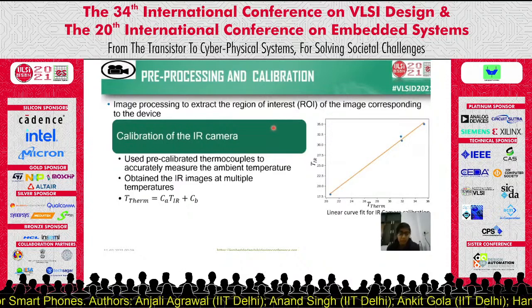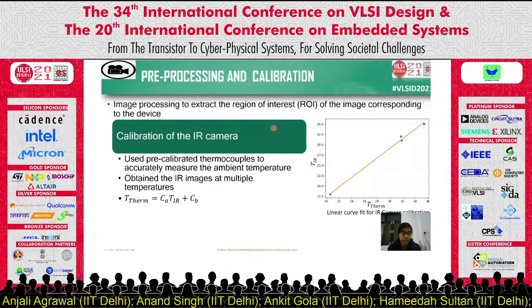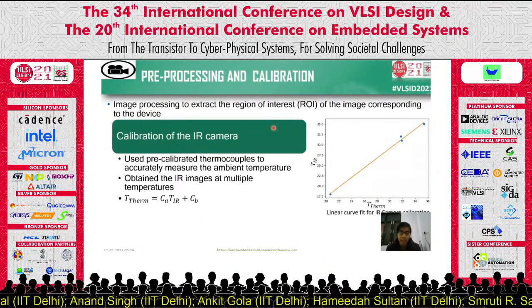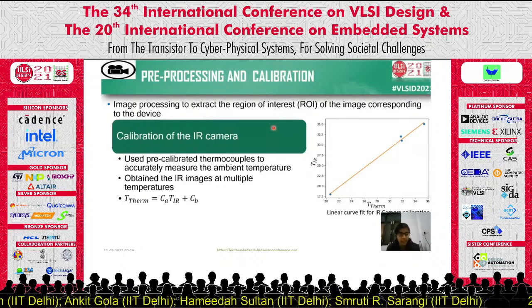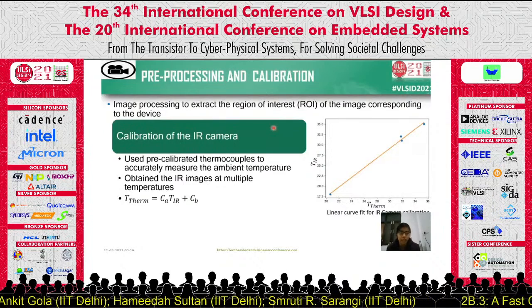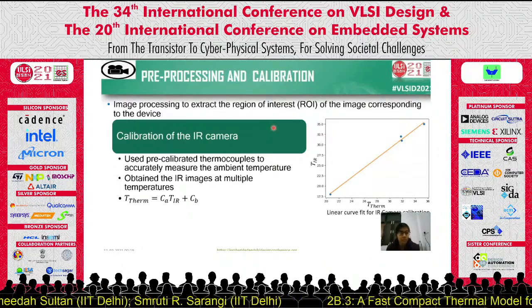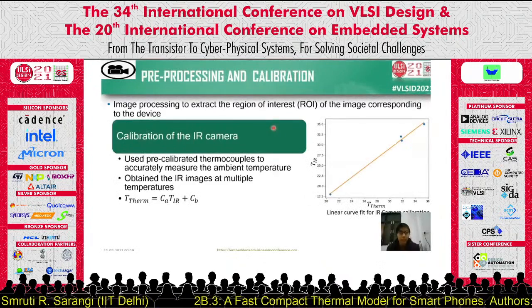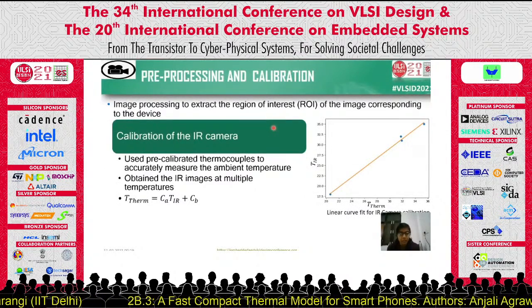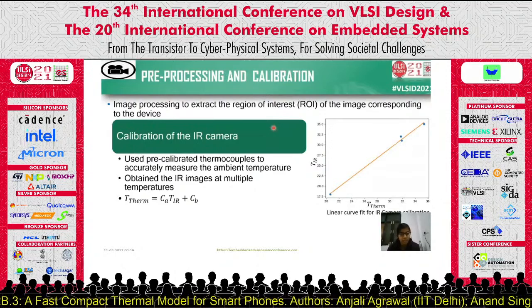Next, we need to calibrate the IR camera itself. This is because the IR camera measures radiation from the target, and the radiation depends on various factors like the emissivity and the lens configuration. To calibrate the camera, we have used a pre-calibrated thermocouple to accurately measure the ambient temperature, and then we measure multiple ambient temperatures, and then we fit a curve between these two and find the values of the constants CA and CB.